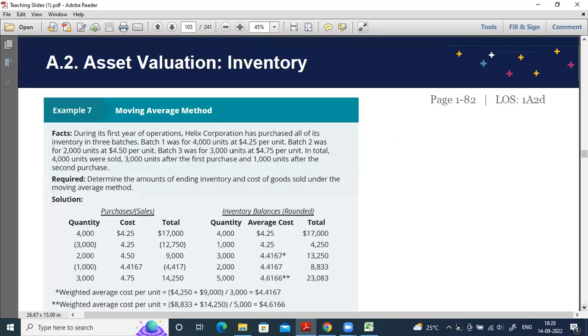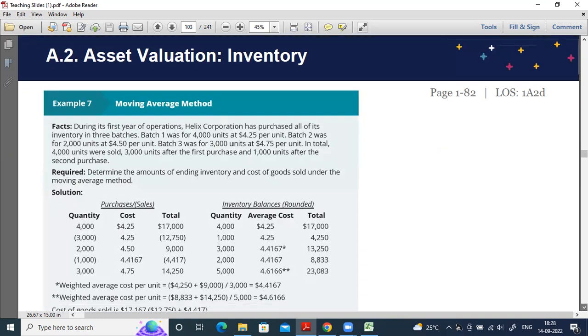Now we'll see a question on this. Don't confuse, please focus. Now how exactly should it be computed? During the first, there is no change in the question. Same: batch 1, 4,000 units at the rate of 4.25, batch 2, 2,000 at the rate of 4.5, and batch 3, 3,000 at the rate of 4.75. There were sales of 4,000 in total: one of 3,000 units and the other of 1,000 units.